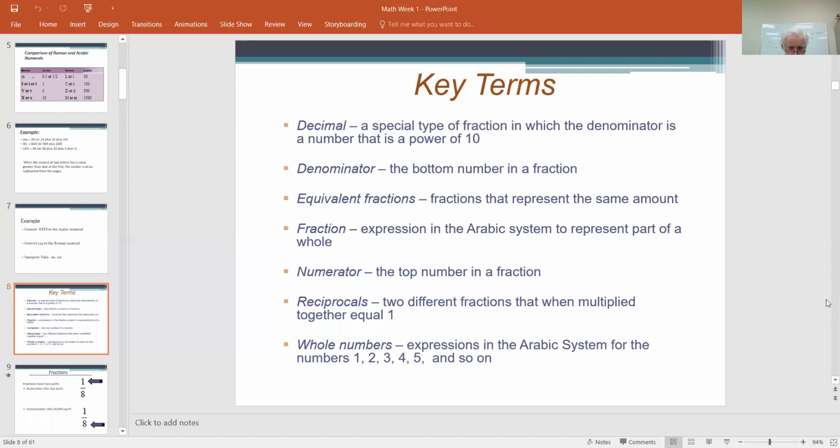In fractions, we have denominators and numerators. The denominator is the bottom number in a fraction. The numerator is the top. We convert that into a decimal by dividing the numerator by the denominator. In the pharmacy and in my class, use your calculators. Okay. You have a calculator on your computer. You all have calculators on your phones. Use calculators.